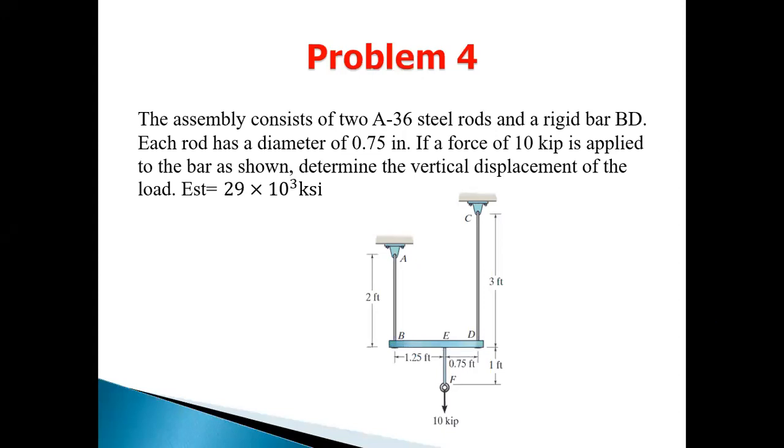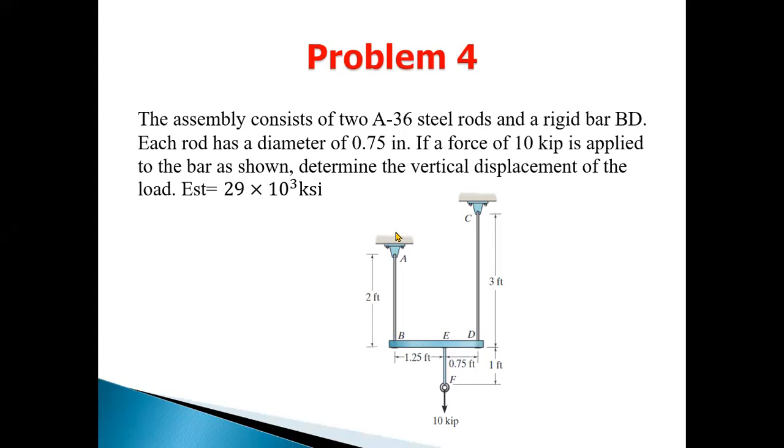Problem number 4. In this problem, there is an assembly consisting of two A36 steel rods and a rigid bar BD. Each rod has a diameter of 0.75 inch. If the force of 10 kip is applied to the bar as shown, determine the vertical displacement of the load. The modulus of elasticity of steel is 29 times 10 raised to the power 3 ksi.